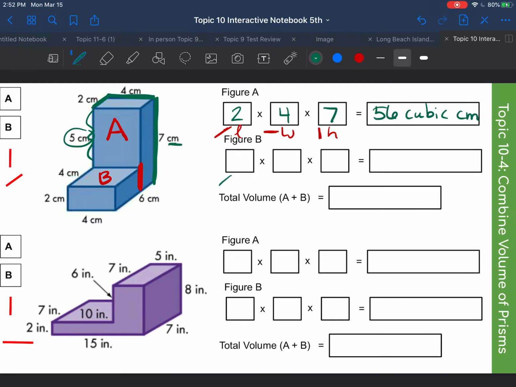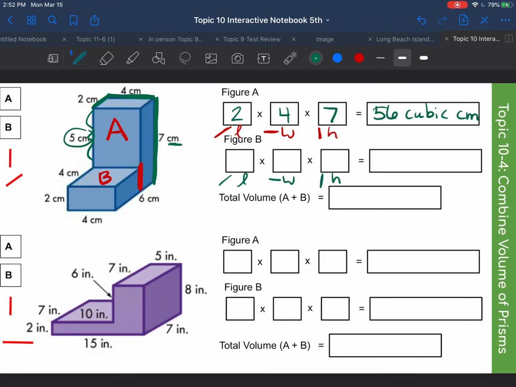Figure B, again, we want a length, a width, and a height. And I just want to go over really quick. I'm saying that the length is diagonal. If you want to say the length is horizontal and the width is diagonal, that is fine as long as you have one from each dimension.